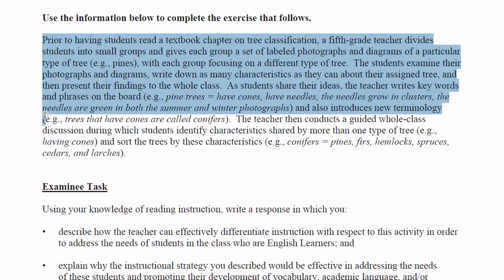As students share their ideas, the teacher writes the words and phrases on the board. Pine trees, what are they? They have cones, have needles. The needles grow in clusters. The needles are green in both summer and winter photographs. And the teacher also introduces new terminology. Trees that have cones are called conifers.